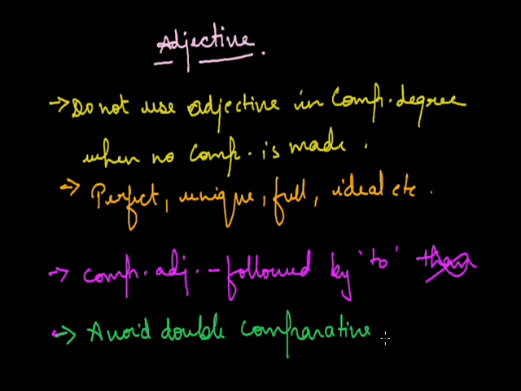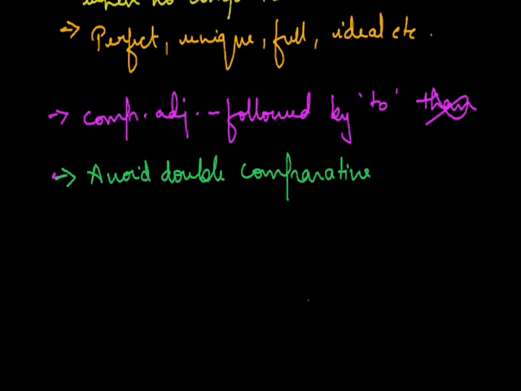Avoid double comparative, that is, don't use more with comparative and most with superlative degree. For an example, it is rather more important. We should say it is rather important or it is more important. Other example, his brother is a more better singer than he. It's an incorrect sentence again, and the correct should be his brother is a better singer than he.